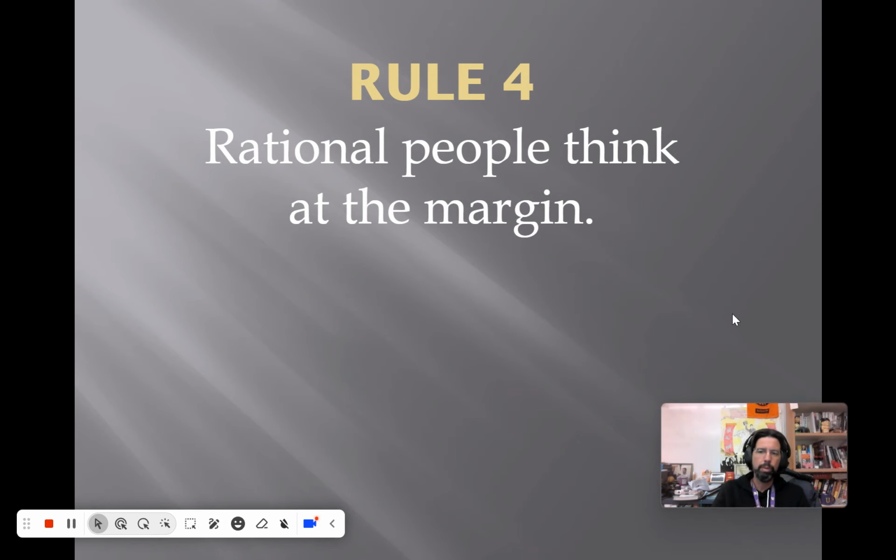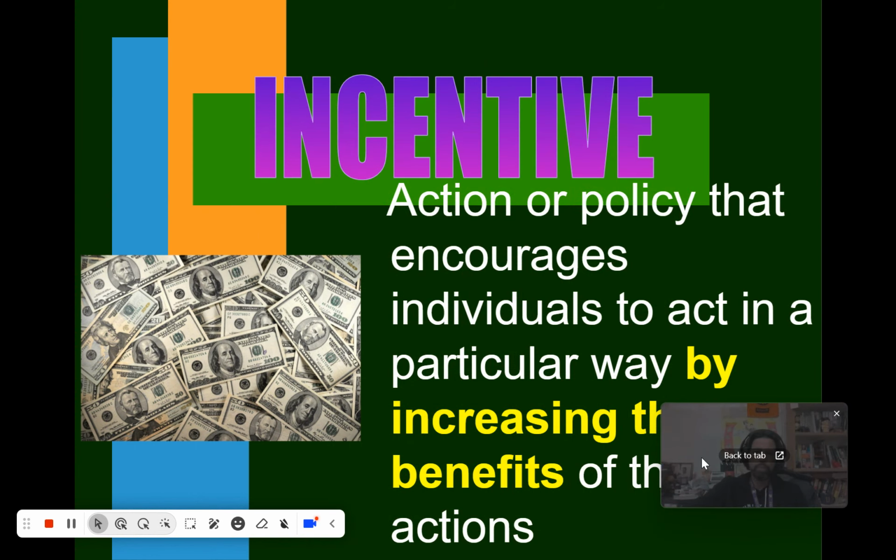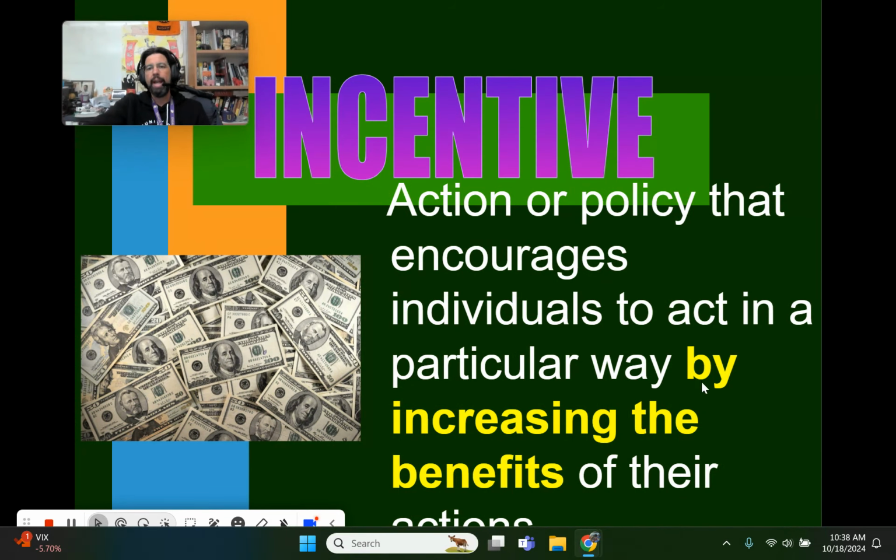But now we're here at the final rule of economics. That is economics rule number 5. It is one of the most important rules that there is, and it's the concept that incentives matter. What is an incentive? An incentive is an action or policy that encourages individuals to act in a particular way by increasing the benefits of their actions. I'm trying to motivate you to go in a certain way with your choices. So I'm going to increase the benefit of a certain choice or a certain outcome to try to get you to move in that direction.